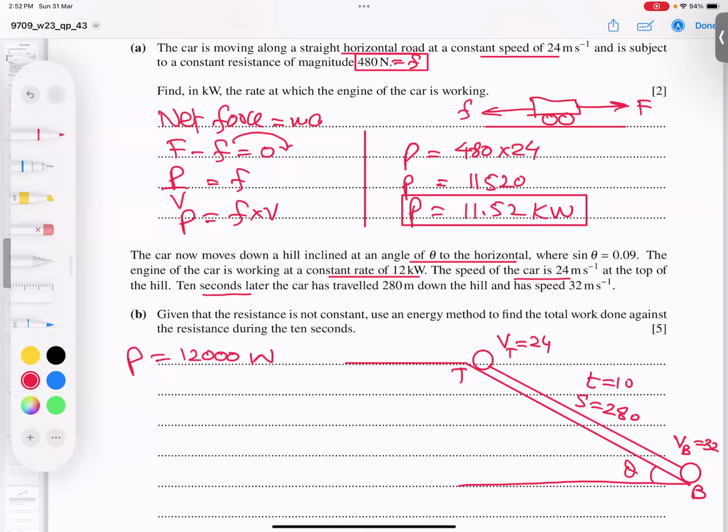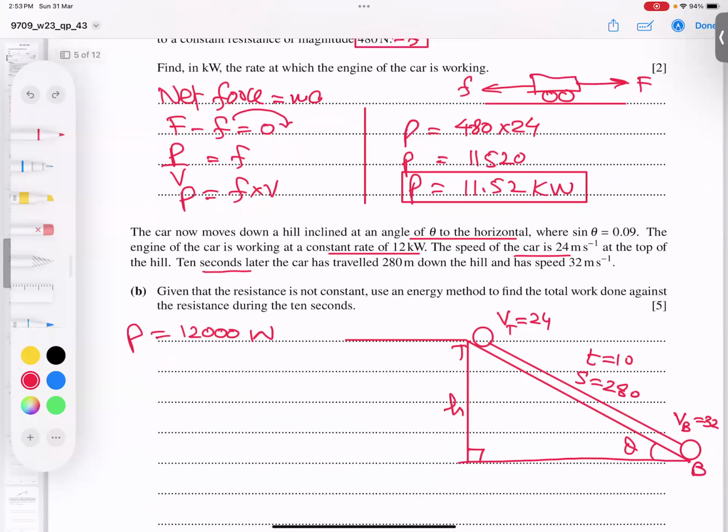Okay. So I have to draw this height also. The reason to get this height is that we have to go for the energy method, and whenever we go to the energy method, we will apply a magic formula. That is why height is concerned. Okay, and what is it asking for? Find, given that resistance is not constant, so it means we have to find the total work done by the friction, because it is not constant.